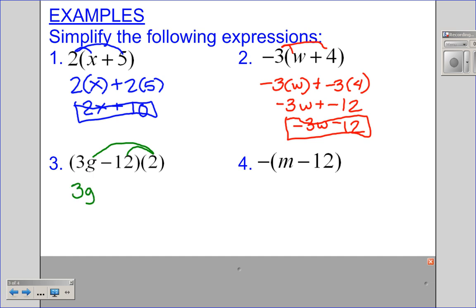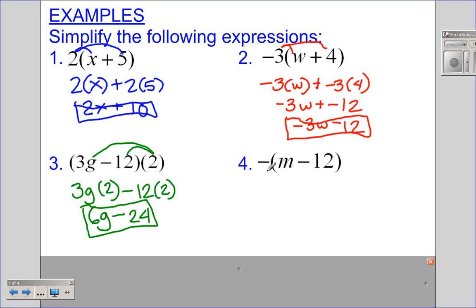So I have 3g times 2 minus 12 times 2. So 3g times 2 would be 6g minus 12 times 2 is 24. Can I simplify any more or combine any like terms? No. So my answer is 6g minus 24.